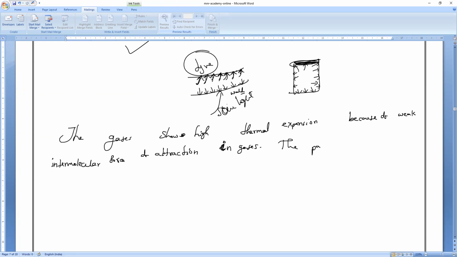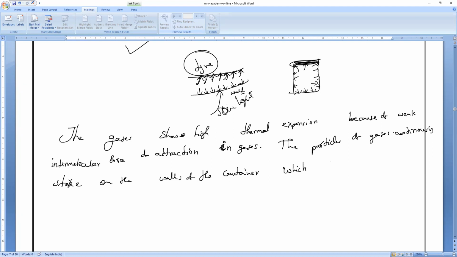The particles of gases continuously strike on the walls of the container, which causes pressure. Please focus here. Mute yourself. Lakshanya, focus on class. Particles of gases continuously strike on the walls of the container, which causes pressure on the walls.